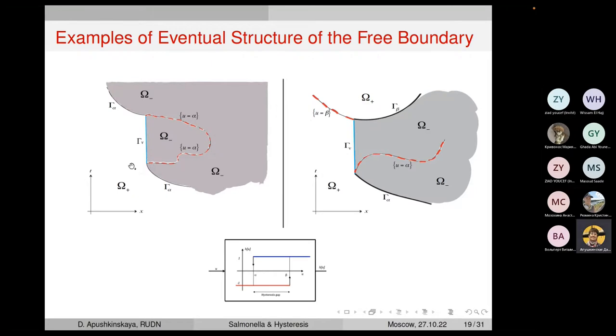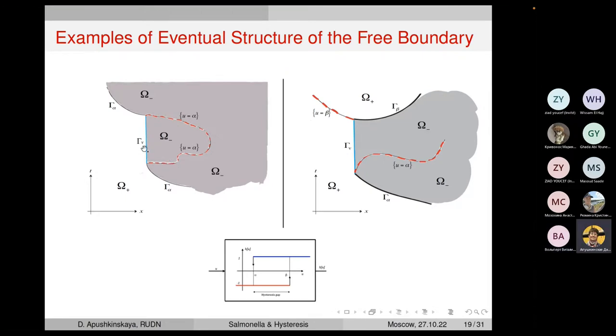And if I am here, I could not have the value U equal alpha. So it can be here, and here it's a free boundary. This is a part of the free boundary. Here I have the change of the phases. Here is a part of the free boundary, again a change of the phases. Then here it's again the level set U equal alpha, but here there is no change of the phases. So it's not a free boundary.